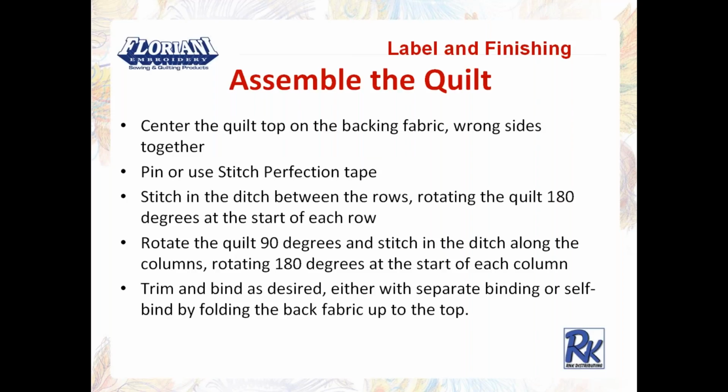So what you want to do is take your backing fabric and lay it out with the right side facing down, so the wrong side facing up. And you want to center your quilt top on that backing fabric, wrong sides together. So that means that the top of your quilt will be facing up. Now you want to pin or use stitch perfection tape to attach the top to the back.